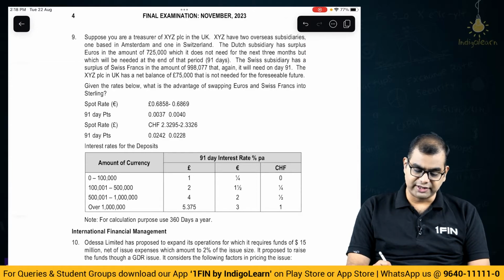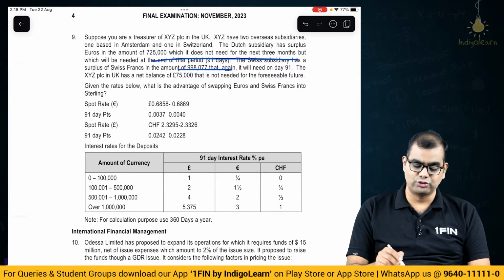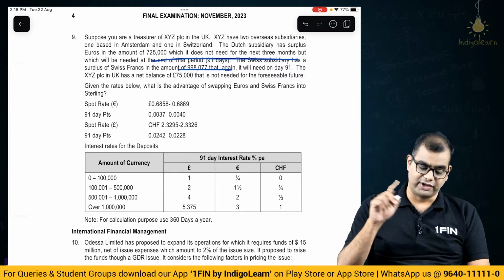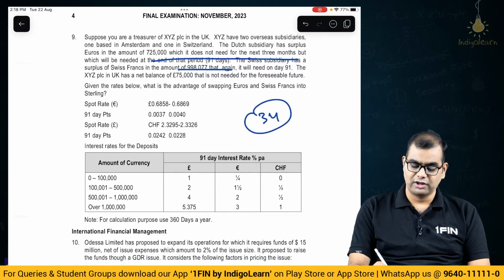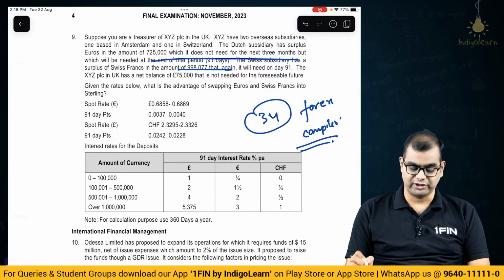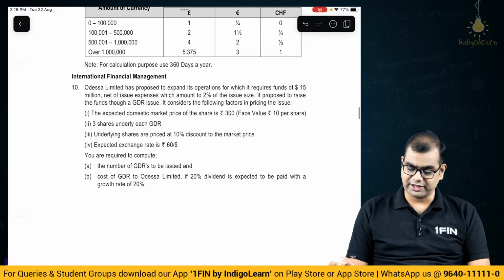You have a Dutch subsidiary which has surplus in euros. It does not need it for 3 months, and it will be needed at the end of that period, after 91 days. What should you do? How much should you deposit? Where should you deposit? We have solved this as question number 34 in the Forex compiler. Same question, by the way. There is no difference.